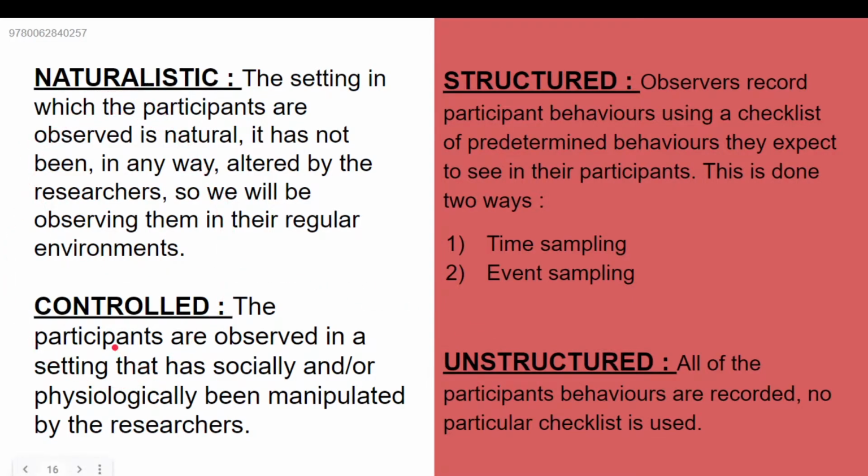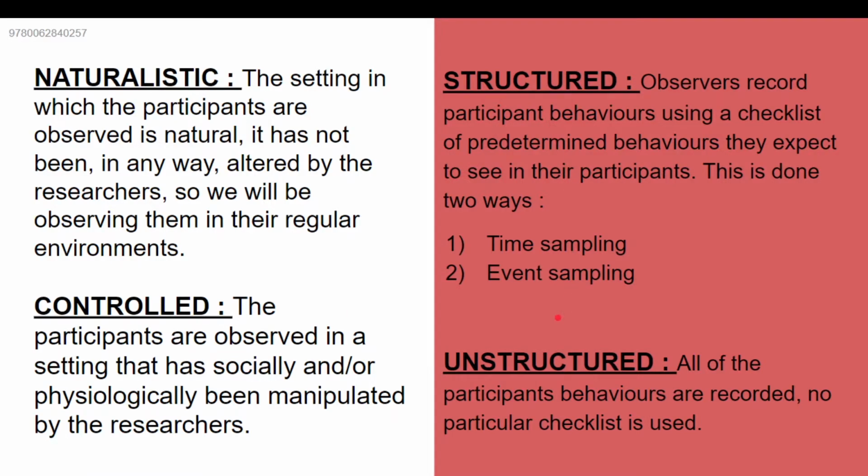Then there is the setting. In a naturalistic observation, the setting is that in which participants can normally be found. So this is a setting in which participants would be observed without any sort of alteration or editing of the setting. In a controlled observation, on the other hand, we would be observing the participants in a situation or environment that has either been physically or socially manipulated. So we have placed some sort of stooge or confederate in the situation, such as we did in the Schachter and Singer observation, where we had a stooge in both the angry condition and the euphoric condition.